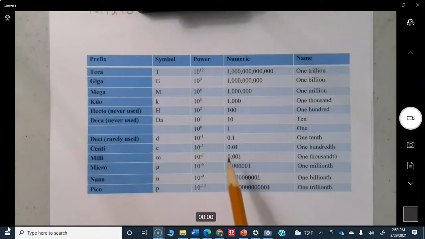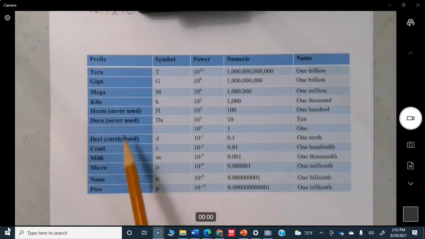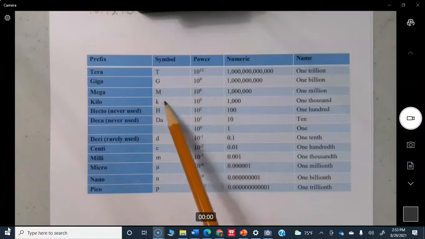In a later lesson, we'll talk about how you convert from one of these to another. In other words, if something was given in milligrams and you wanted it in nanograms, how would you do that? We'll talk about that in a later lesson. But right now, you should know these names. You should know these abbreviations.